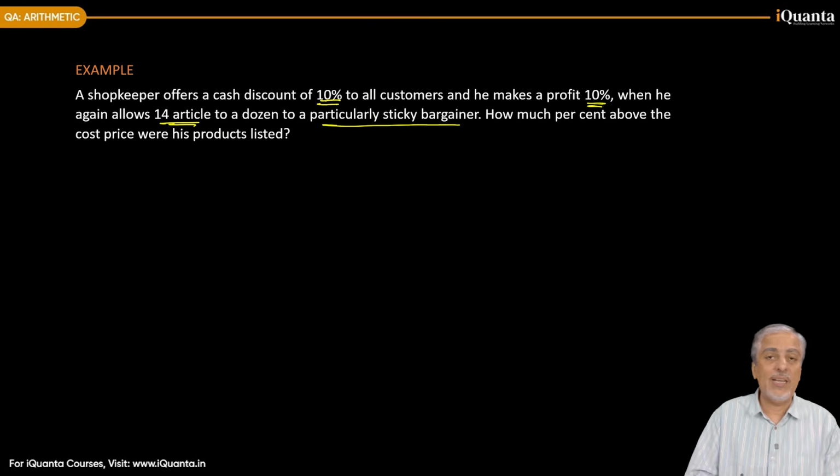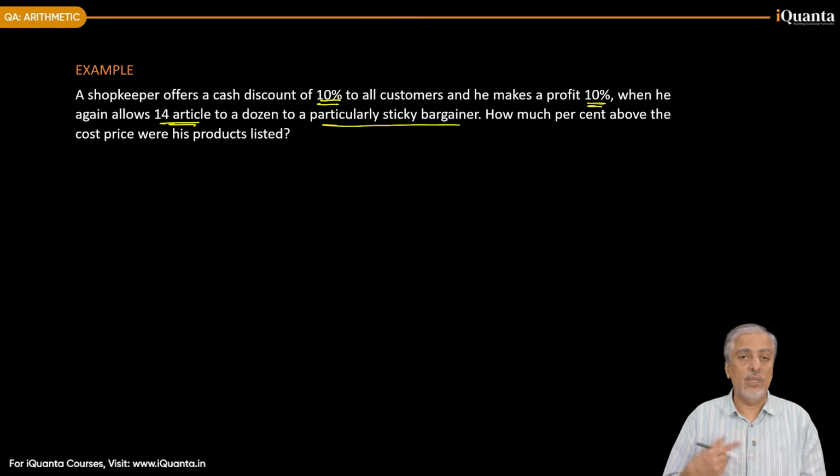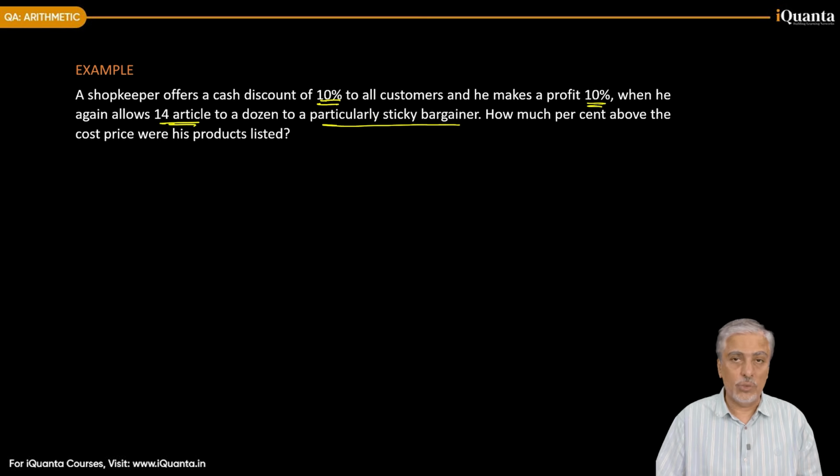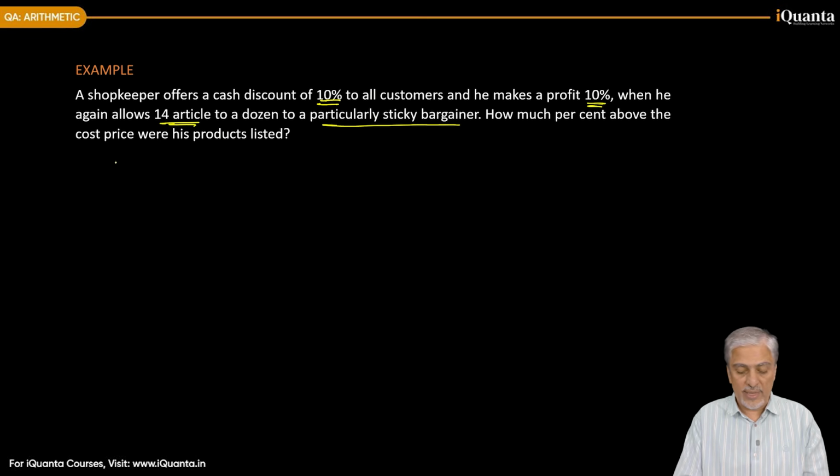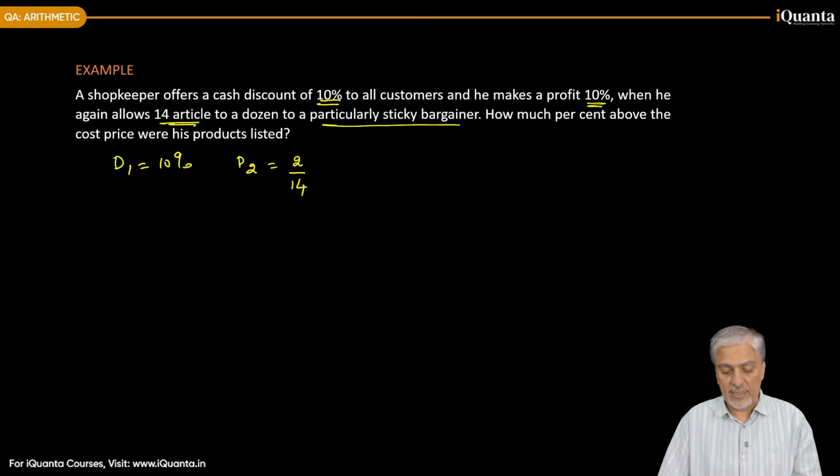That means somebody is coming and bargaining with him a lot, and he gives that customer 2 articles free more. So he has given 2 discounts to that person. First, a discount of 10%, which he gives to everybody, and second, a discount of 2 articles free over 14. Remember from the concept which we just did.